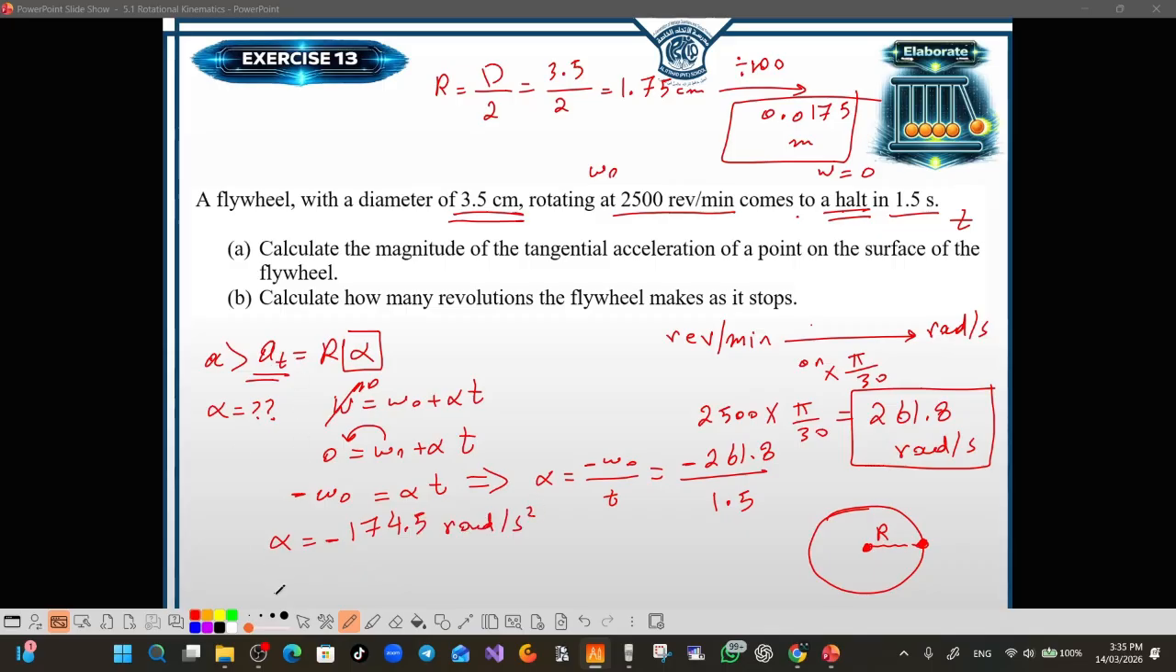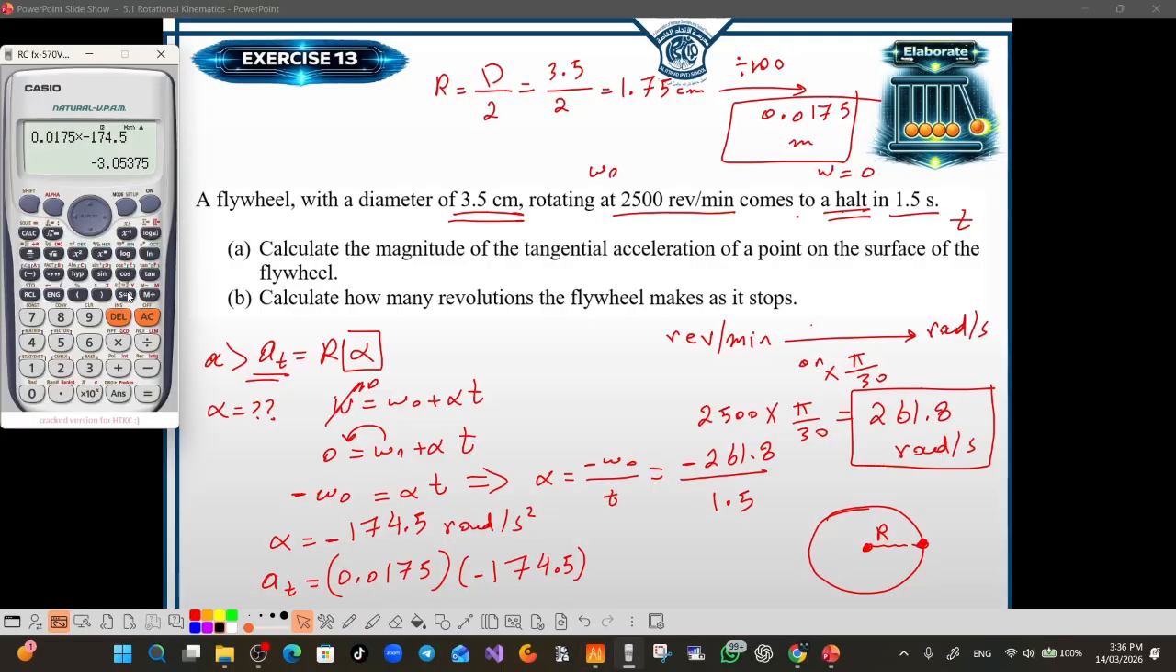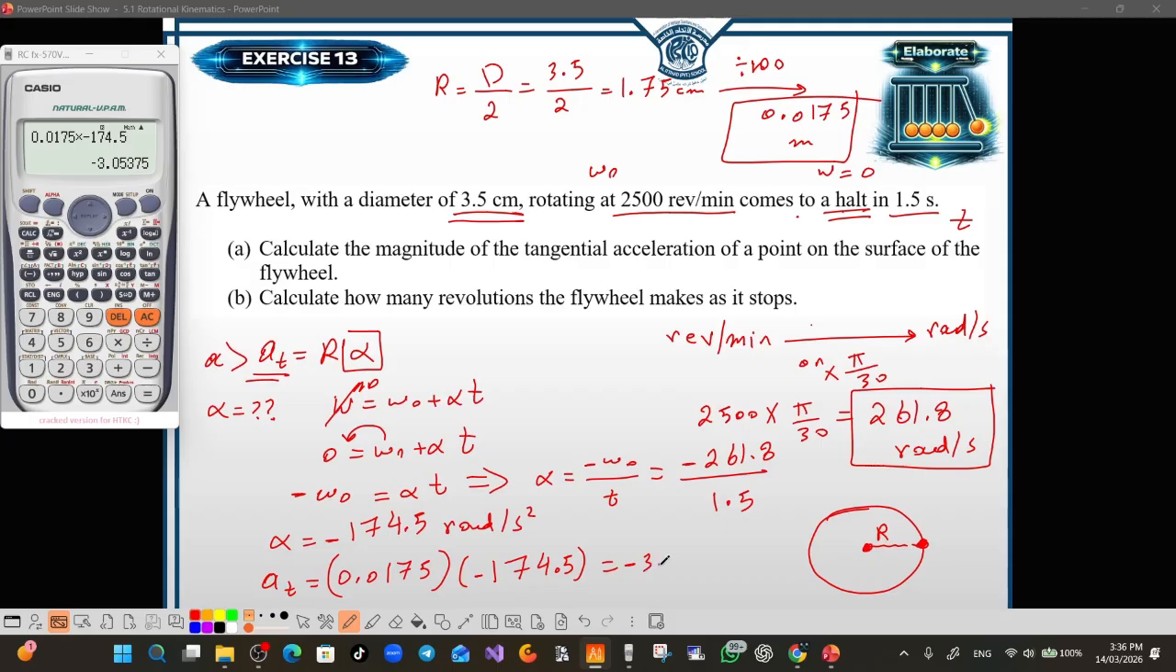We still need to find the tangential acceleration, and the tangential acceleration is equal to the radius, and we found the radius to be 0.0175, multiplied by minus 174.5, which gives minus 3.05 meter per second squared. This is the tangential acceleration. But since we are looking for the magnitude, we just drop the minus from our solution. And the magnitude of the tangential acceleration is 3.05 meter per second squared.